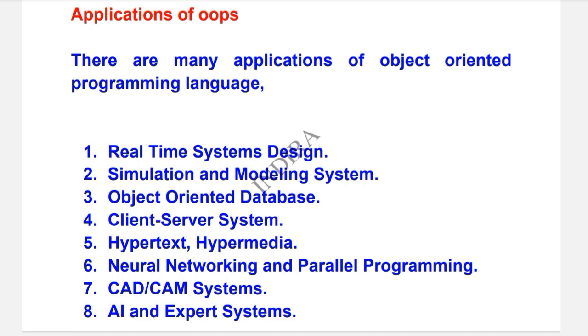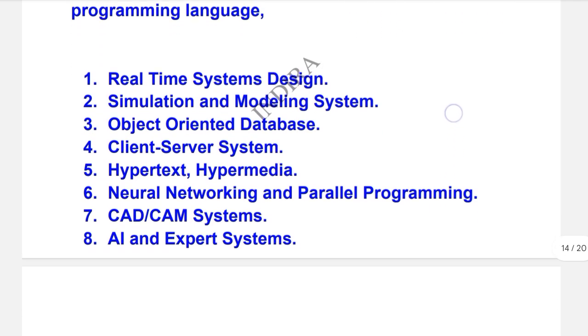Hypertext and hypermedia come under web links and web pages, whereas neural networking and parallel programming come under the programming terms of Java. CAD and CAM systems come under secure and security systems. AI and expert systems come under robotics, that means real time system design only. These 8 points are the applications of OOPs. These 8 points are also known as uses of OOPs.